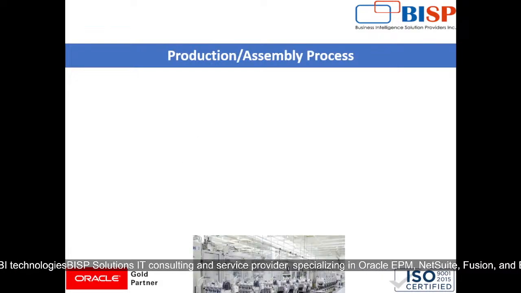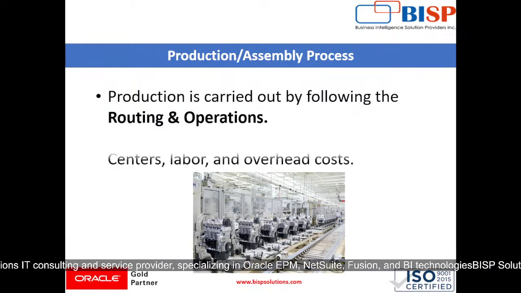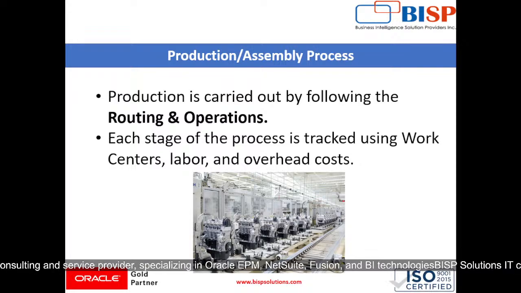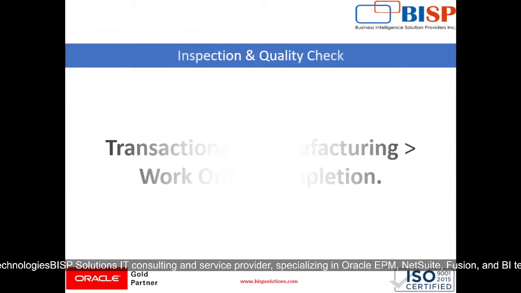Then comes our production or assembly process, where production is carried out by following the routing and operations, and each stage of the process is tracked using WIP, work centers, labor and overhead cost. For that, navigation involves going to transactions, under transactions, manufacturing, and then we click on work order completion, where we select the work order and record the progress which is completed.